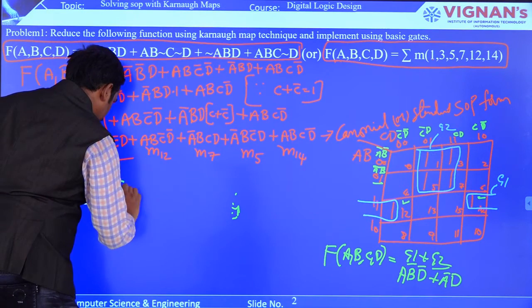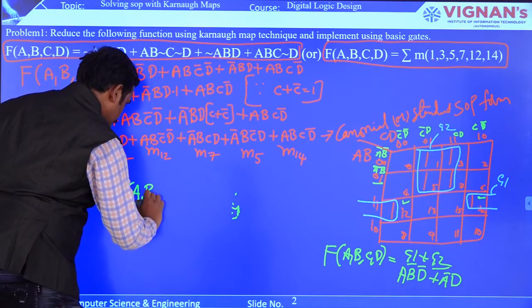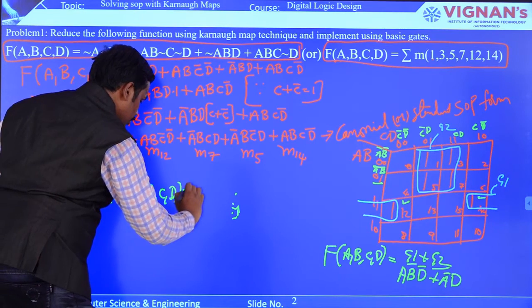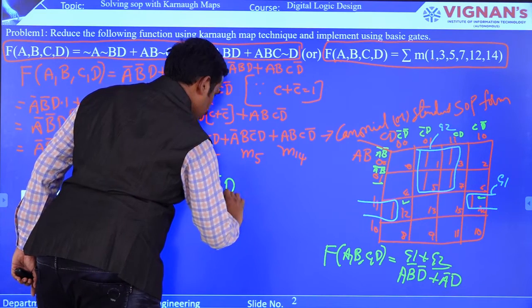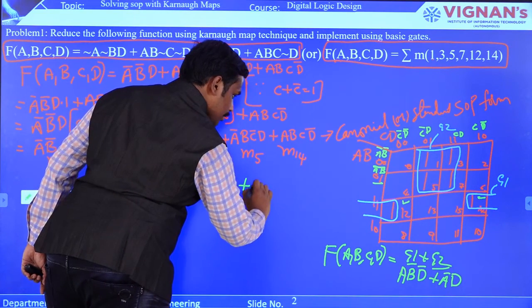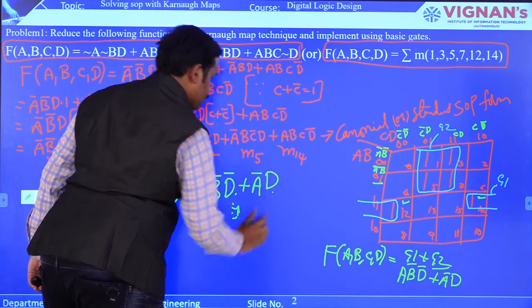We are writing again the final expression. That is F(A, B, C, D), which is equal to A B bar D bar plus A bar D, right?